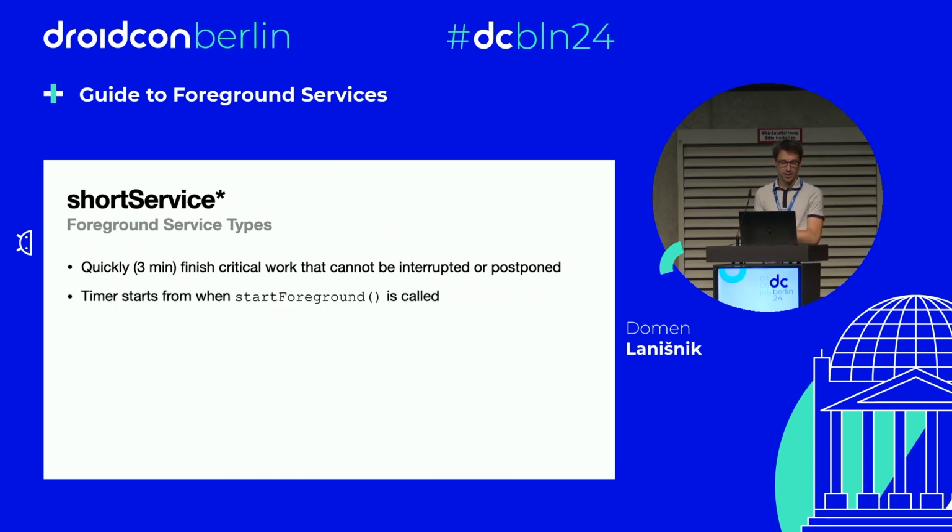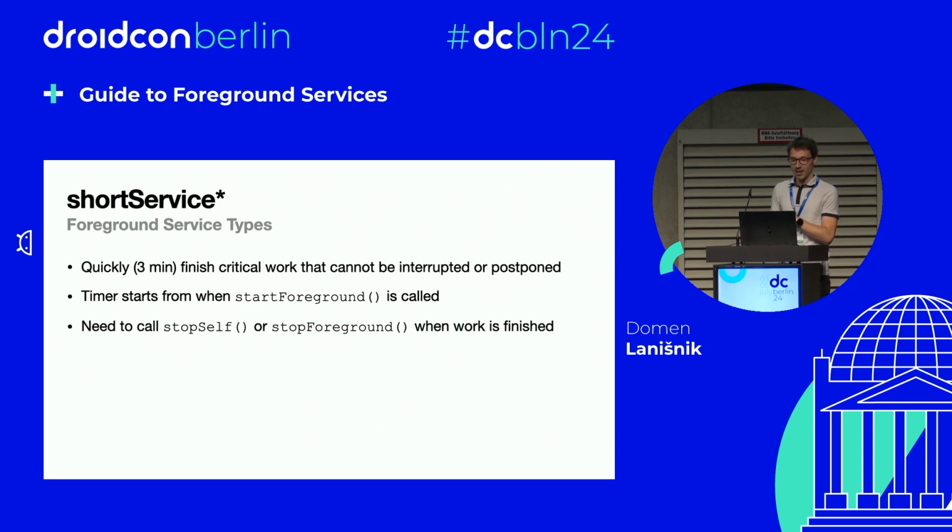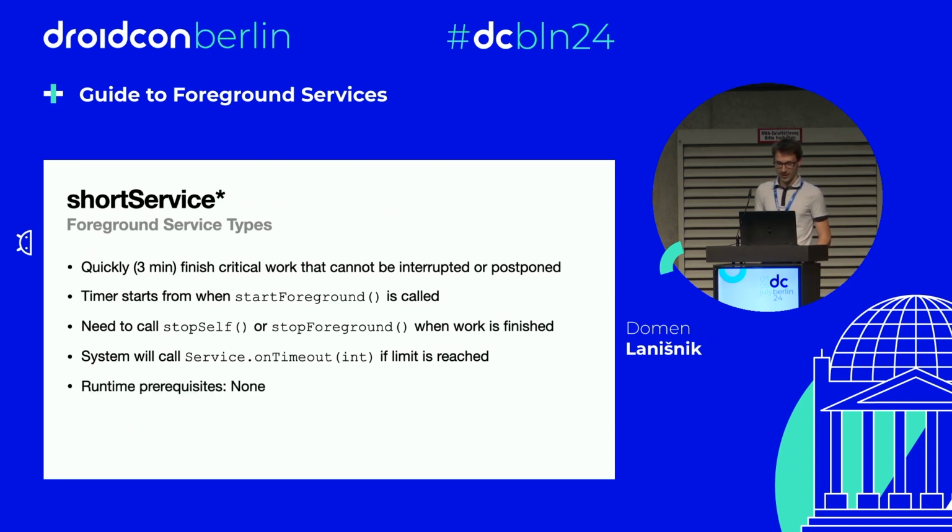So the timer will start when you actually start the foreground service, and it will stop when you stop the foreground service. If you exceed the 3-minute mark, the system will again call onTimeout and shut down the service in the next few seconds. And there are no runtime prerequisites, so you don't need to do anything before you start the service. And also, it doesn't require Play Console justification, meaning you don't have to fill out that form.